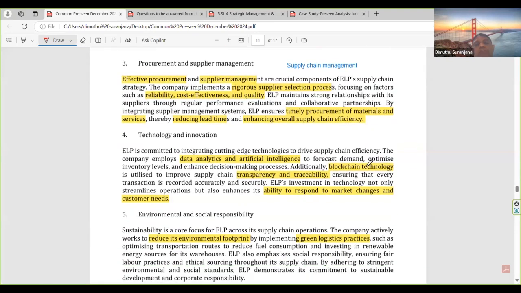Then procurement and supply management. Effective procurement and supply management are crucial components of ELP's supply chain strategy. Again, supply chain management. The company includes a regular supplier selection process, focusing on factors such as reliability, cost, and quality. ELP maintains strong relations with its suppliers through regular performance evaluation and collaborative partnership. By integrating supply management systems, ELP ensures timely procurement of materials and services, thereby reducing lead time and enhancing overall supply chain efficiency.